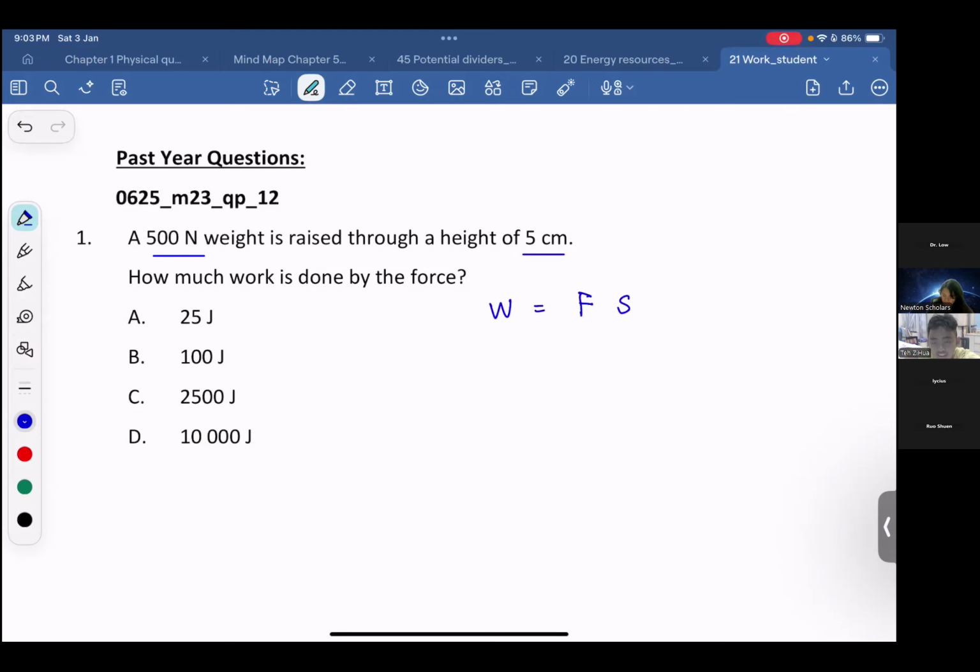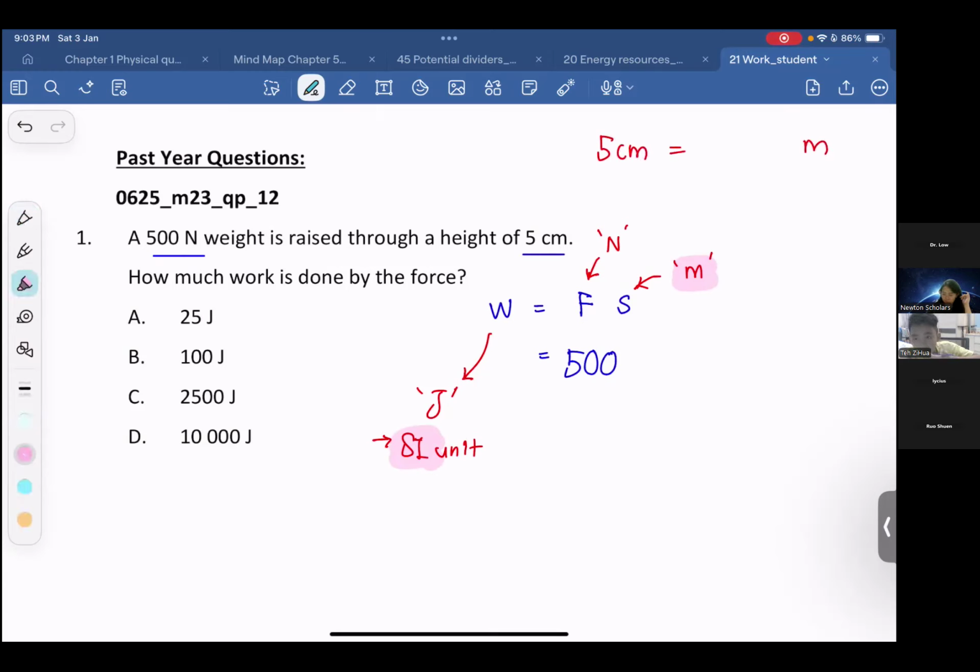Here, force is 500 Newton. The weight is the force. The work done is in joule, and joule is an SI unit. So when you get the final answer in joule, that means this one must be in SI unit, which is meter. Your distance here must be in meter because meter is our SI unit. So you must convert 5 cm to meter.